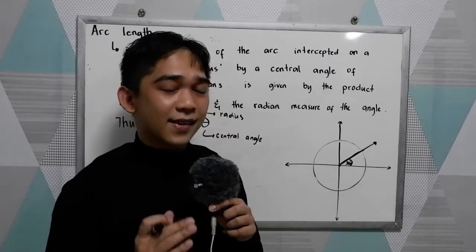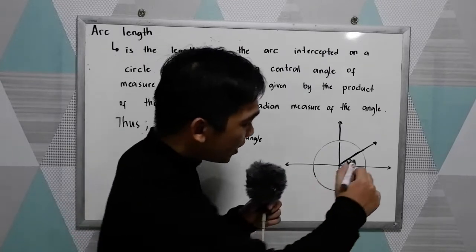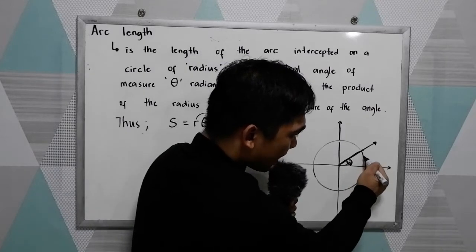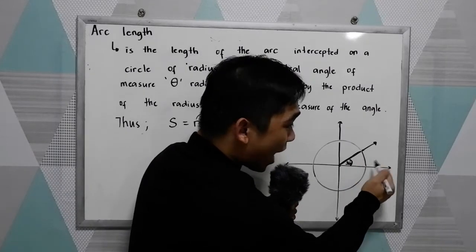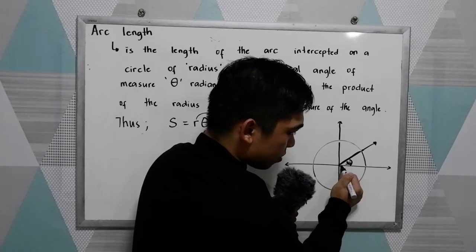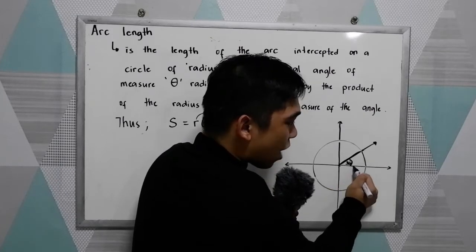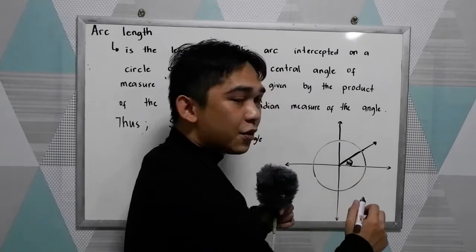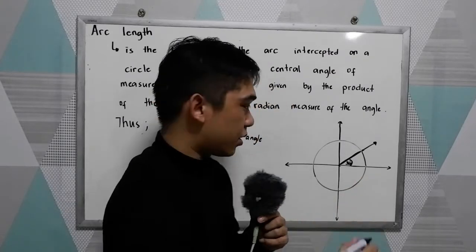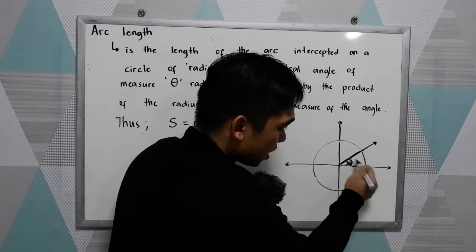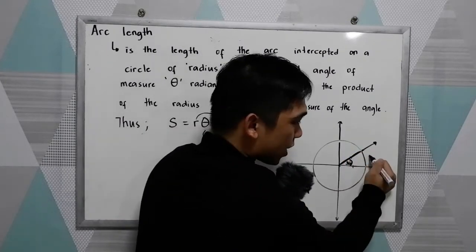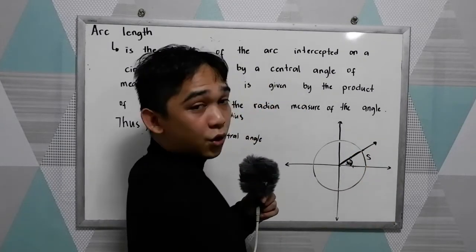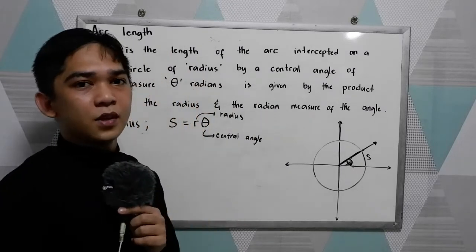So let's say we have this 30 degrees. Where is the arc length there? Here, this is what we call the arc length. And of course, this is our radius. In our circle, all the radii have equal measure. So they are equal. This is our sector or the arc length.